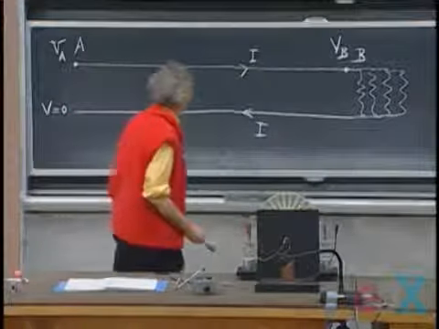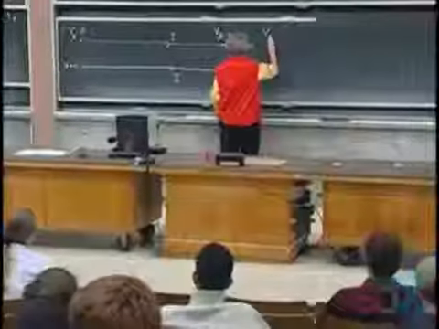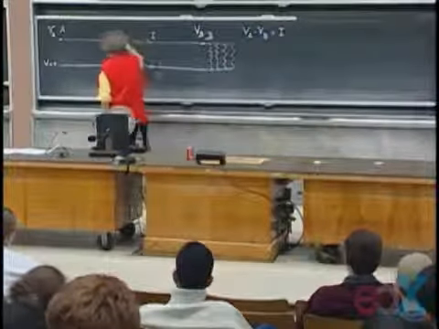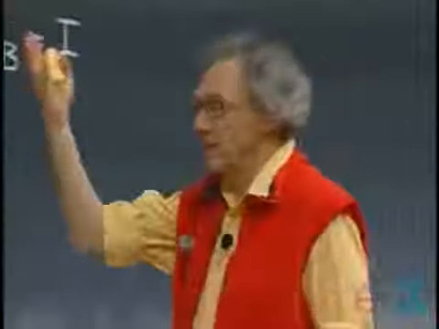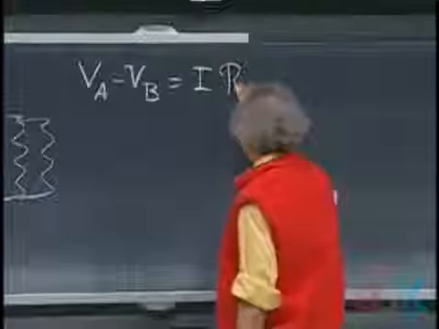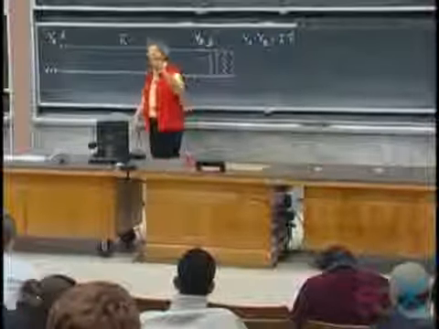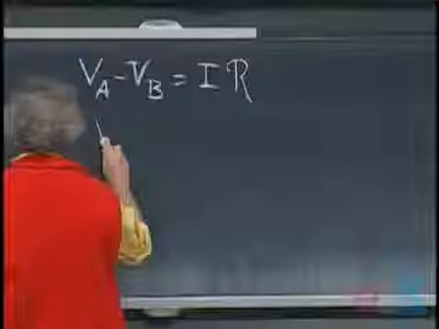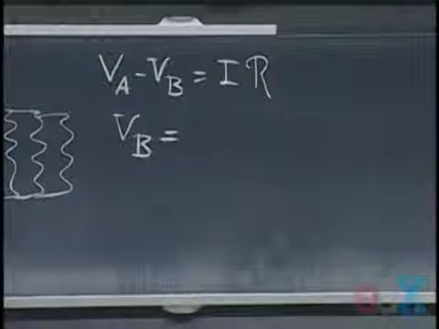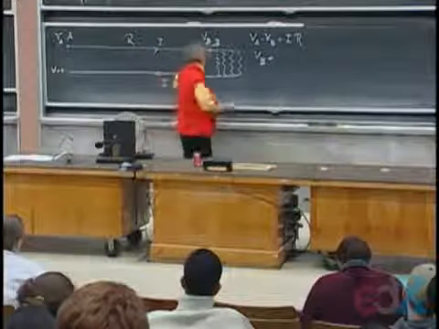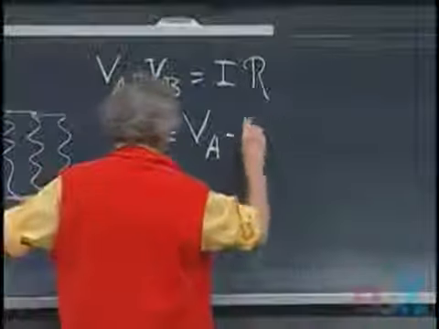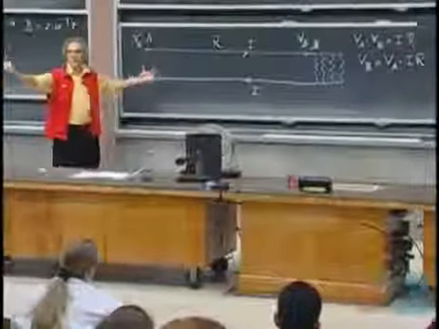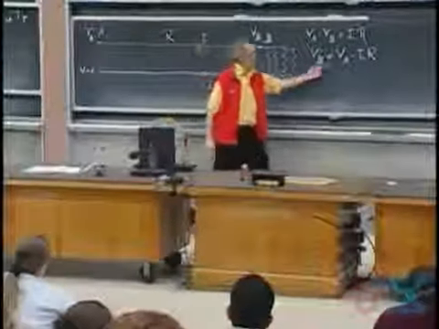Well, according to Ohm's law, VA minus VB is the current times capital R, which is now not radius, but resistance in the wire. This wire, this cable, however thick it may be, has a finite resistance. And so VB, that is the potential that we receive in Boston, equals VA minus IR. So if there's no current going through the wire, if no one is using any electric energy, then VB is the same as VA.